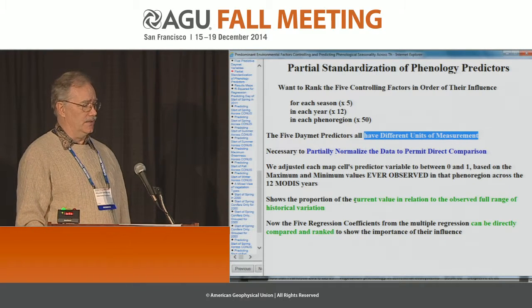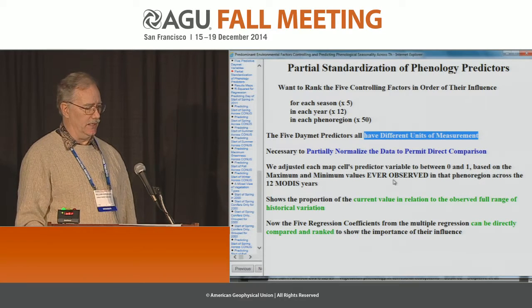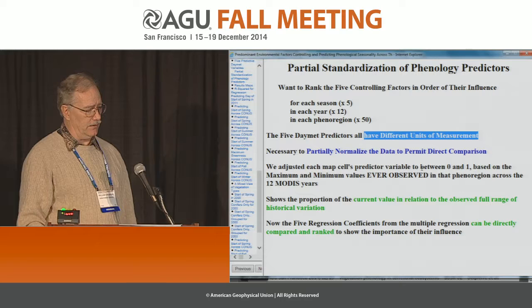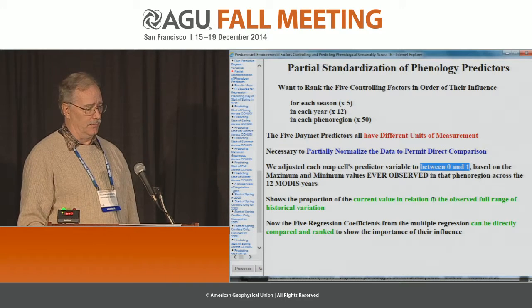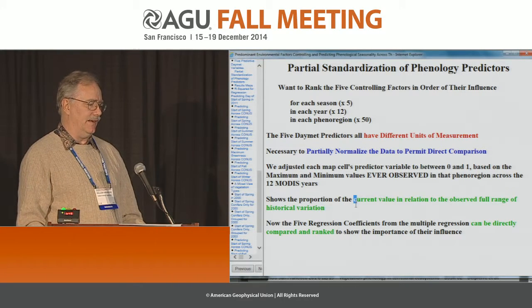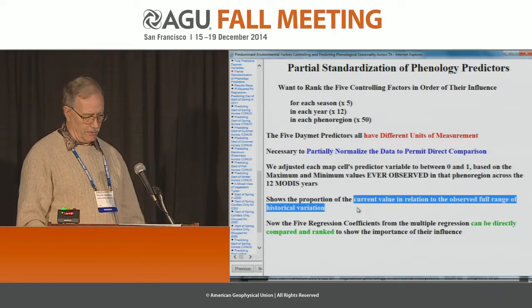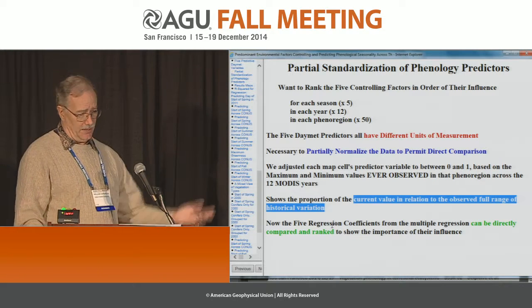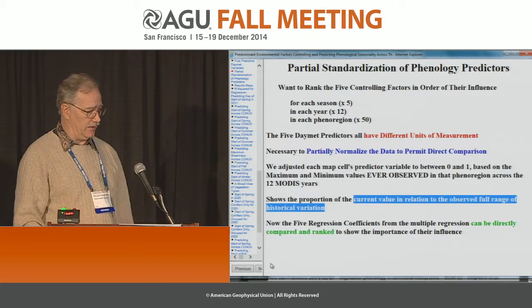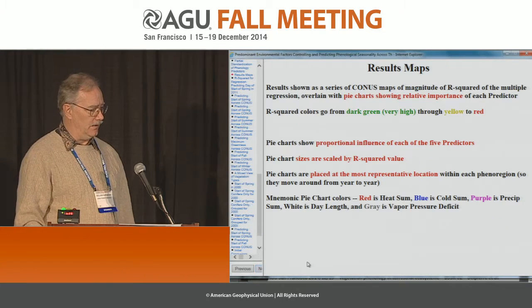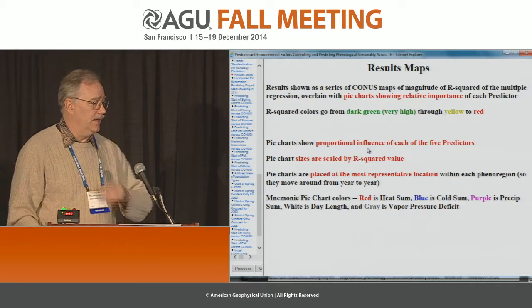Now, all these variables have different units of measurement, so we have to do some kind of normalization, partial normalization. So we look at the full value of historical variability, the lowest to the highest, and then we convert the current value to between 0 and 1. So we're really looking at the current value in relation to the observed full range of historical variation. Now you can just do the easiest thing, compare the 5 regression coefficients to see which of the influences rank the influences. So I'm going to show you a lot of results maps here.